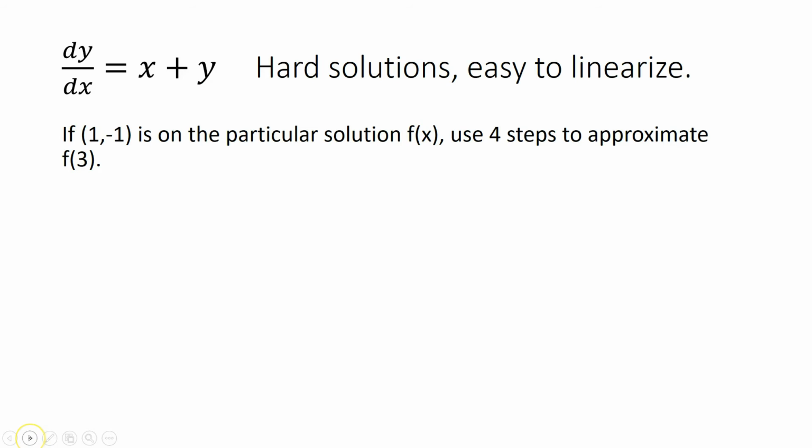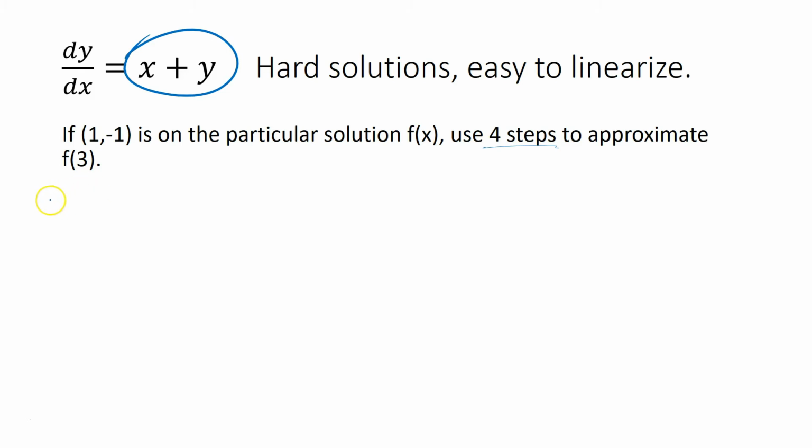So let's do it with an example here. So we have a differential equation, x plus y. This looks kind of like the ones that we did the slope field with before, right? This would have a really hard solution, but it's very easy to linearize. Very easy to make a slope field too, right? So what we're going to do is we have our starting point. They tell us 1, -1 is on the particular solution f of x. They want us to use 4 steps to approximate f of 3.